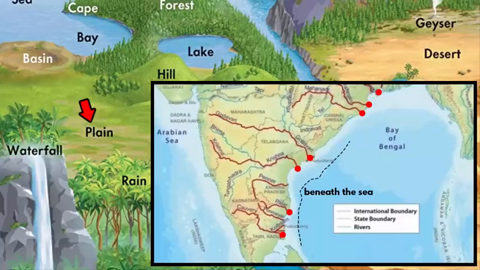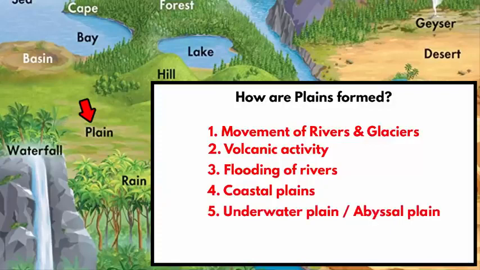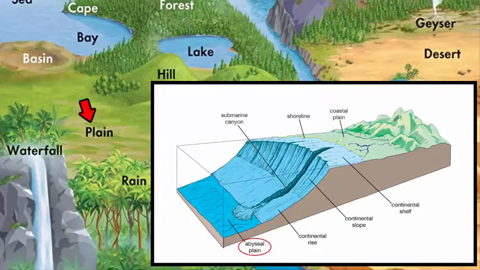And by the way, these coastal plains are also referred to as beach. And then there is something called an underwater plain, which is also called an abyssal plain. You will find them at the bottom of the ocean.